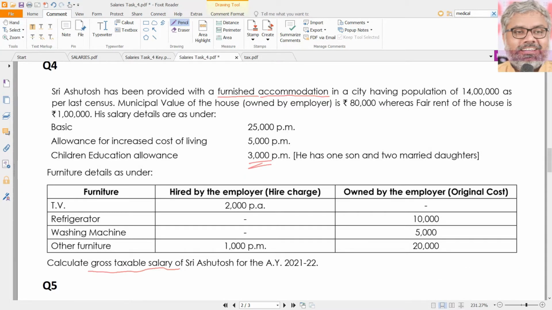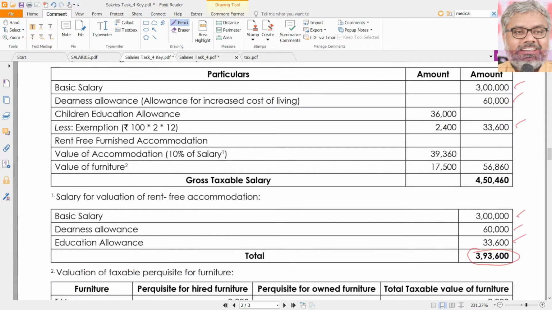Once you have that, 15% of salary will be the value, 10% of salary in this case. Which city is it? The population of the city is 14 lakhs. It's not Calcutta, Mumbai or anything. Clearly it is not given which city, but we don't care, since it is 14 lakhs population, 10% of salary will be the taxable value of perquisite. So 10% of salary is 39,360.